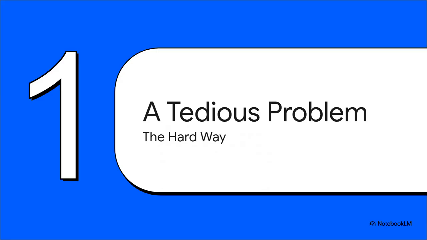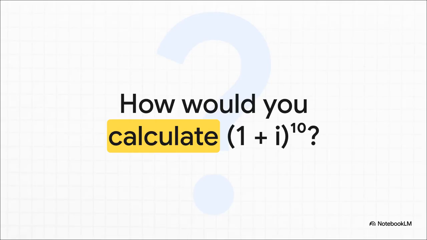Okay, so first, let's really get a feel for why we even need a shortcut. I'm going to start us off with a challenge. On the surface, it looks pretty straightforward, but it quickly becomes a massive headache if you try to tackle it the hard way. So imagine someone asks you to solve this. That little i there is, of course, the imaginary unit, the square root of -1. Now, your first instinct is probably just to multiply it out 10 times, right? But let's see what kind of a mess that actually makes.